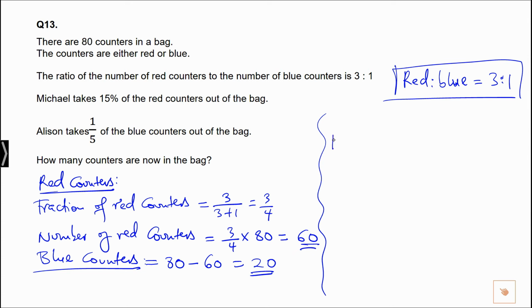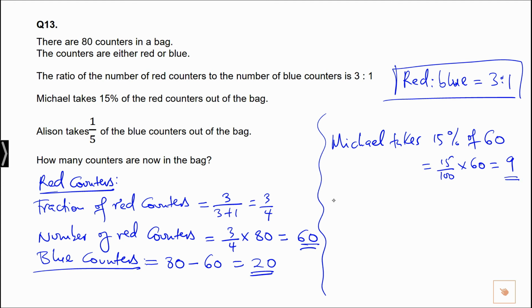So Michael takes 15% of the number of red counters. So that will be 15% of 60. Now 15% of 60 will be equal to 9. Just use your calculator for that.